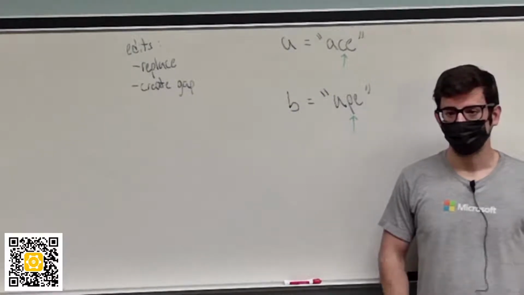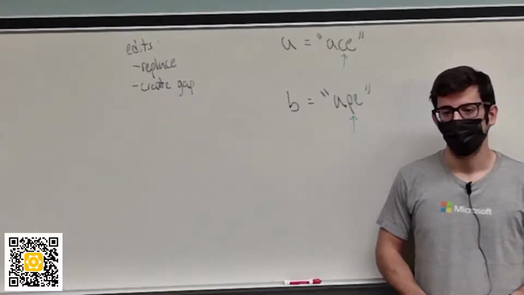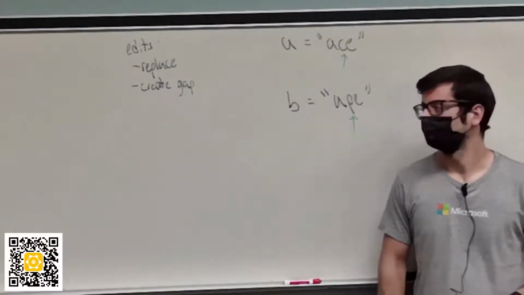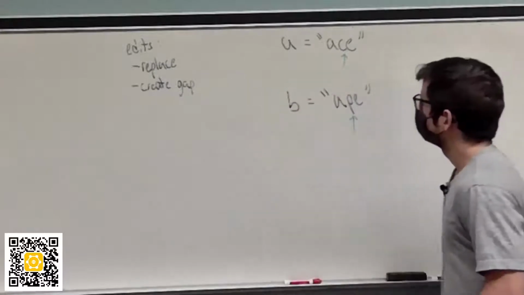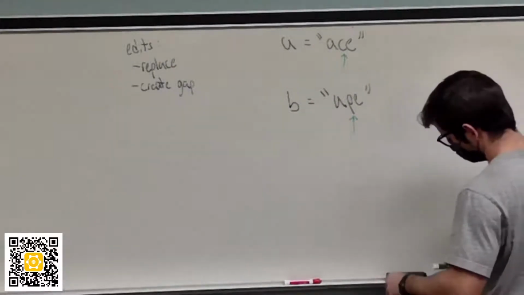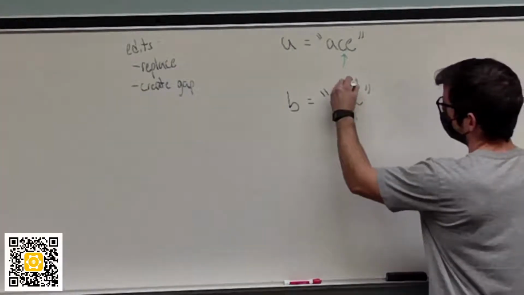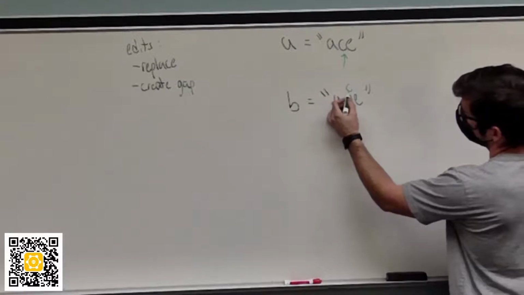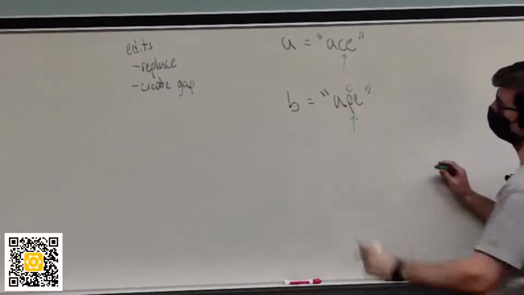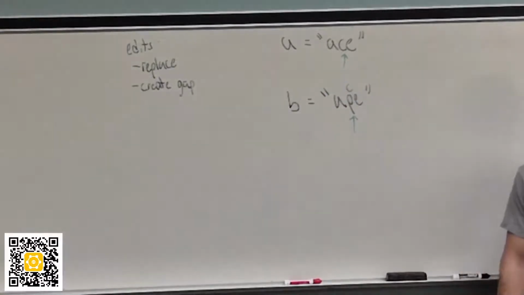For create a gap, isn't that to put in a new one? Replace would be kind of like putting C instead of P. Yeah, it would be putting C here, but I think you only move one of them. I think you only move this top arrow. Or you can move the bottom arrow too.